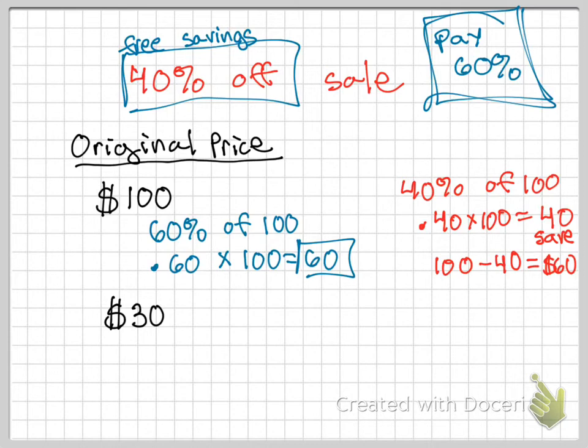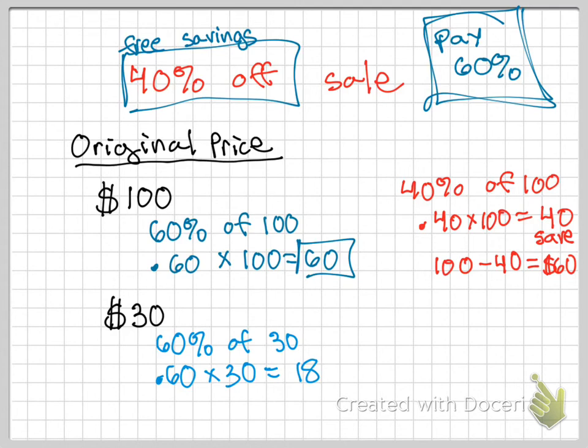Let's do one that's not 100. So if the original price of something is 30, we're going to do this both ways. So one way to find this is to figure out, okay, what is 60% of $30? Well, I can turn 60% into 0.60, and I know that of means to multiply. And then I can do 0.60, I'm getting out my calculator, times 30, and I figure out that, oh, well, that's $18.